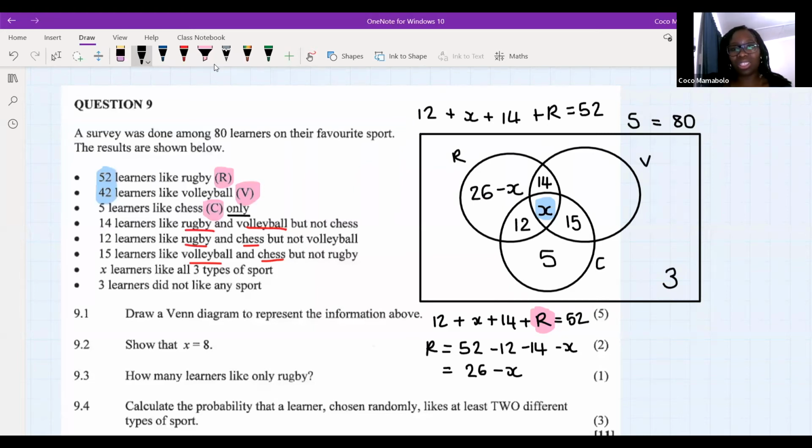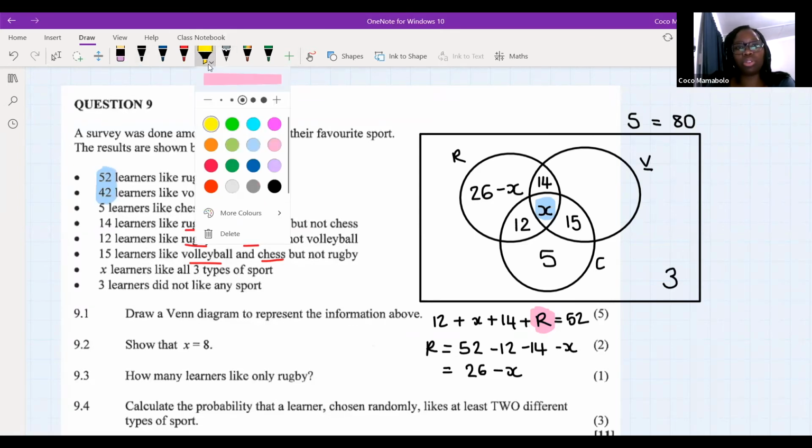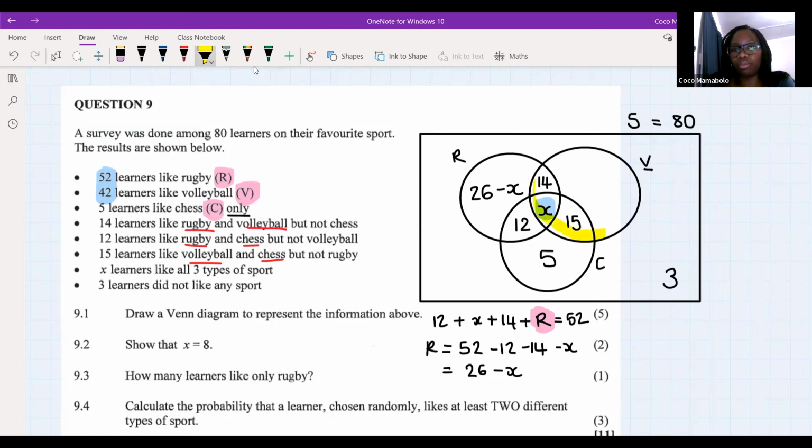Can you guys use the same idea and find out what's for volleyball for me? Okay, we're going to put them all together and we're going to find volleyball. And remember, the volleyball circle will be this one over here. Okay, Oratile says 13 minus X. Okay, let's see if you're onto something. Does anybody else agree with Oratile?